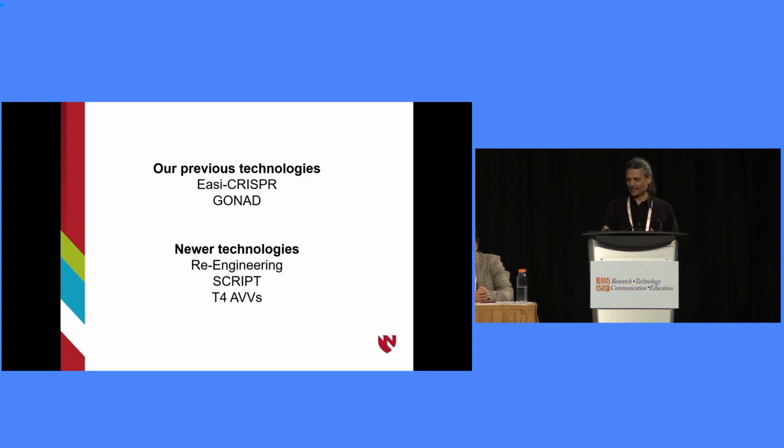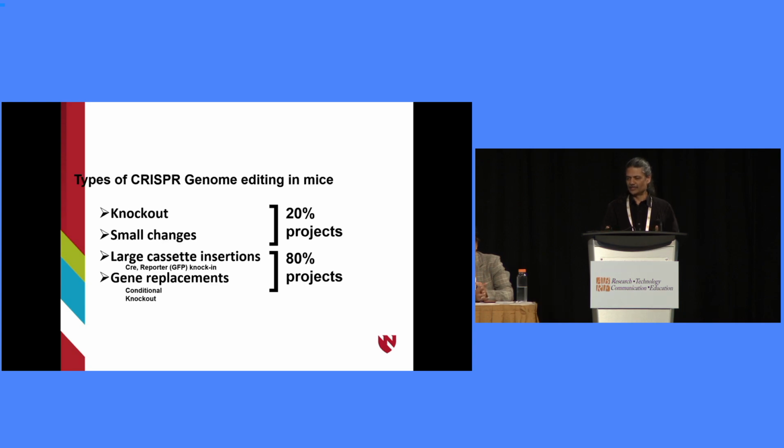So Easy CRISPR. What are the types of genome edits that we do in the mice? There are 4 categories. One is knockout. Second one is small changes. Third one is large cassette insertion. And fourth one is gene replacement. And the first two categories, usually we get about 20% of the times in a transgenic core research requests. And large cassettes and gene replacement is about 80% of the projects.